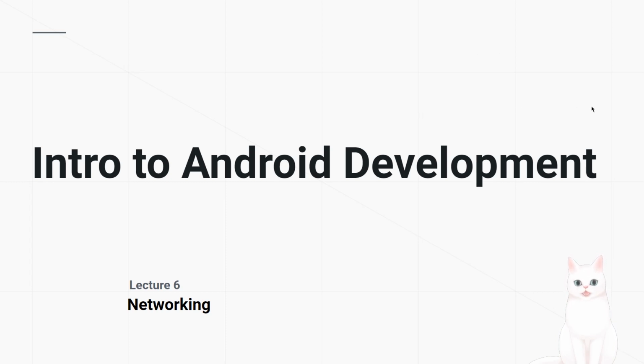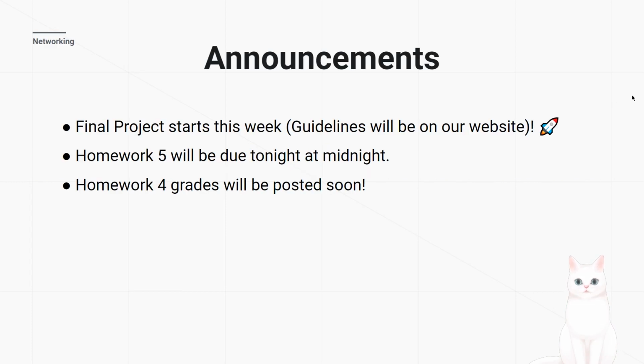This week, we're starting off with announcements. The final project starts this week. Guidelines will be on our website, and you'll have 2 weeks to do it. Best of luck. No, Drew, you'll have a fairly long time to do it. Best of luck. Homework 5 will be due tonight at midnight, and homework 4 grades will be posted soon. That's all we have for announcements.